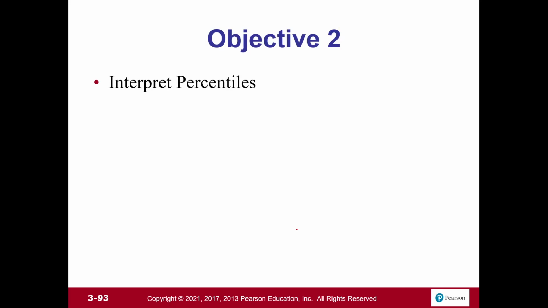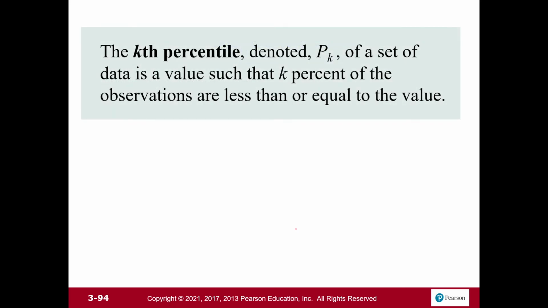What about interpreting percentiles, right? We already know the 50th percentile is the most famous one. The 50th percentile is also called the median. Well, what about the kth percentile, denoted as p sub k, of a set of data? It is a value such that k% of the observations are less than or equal to the value.